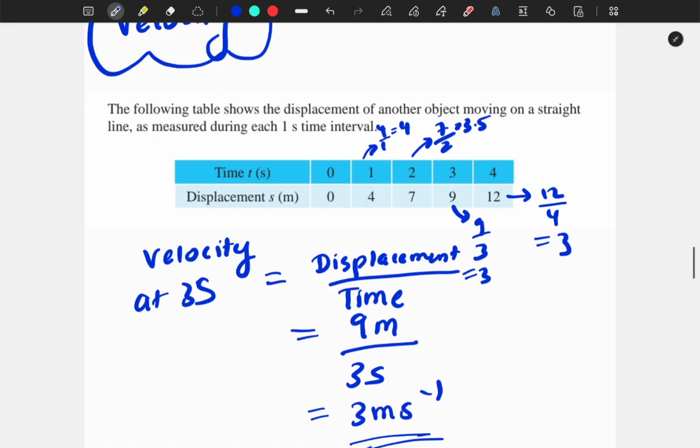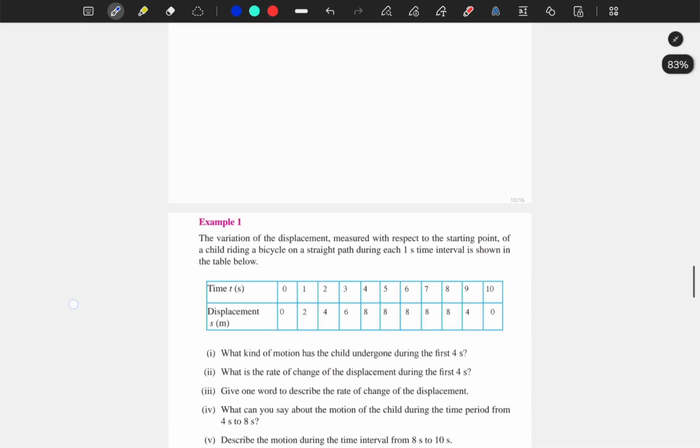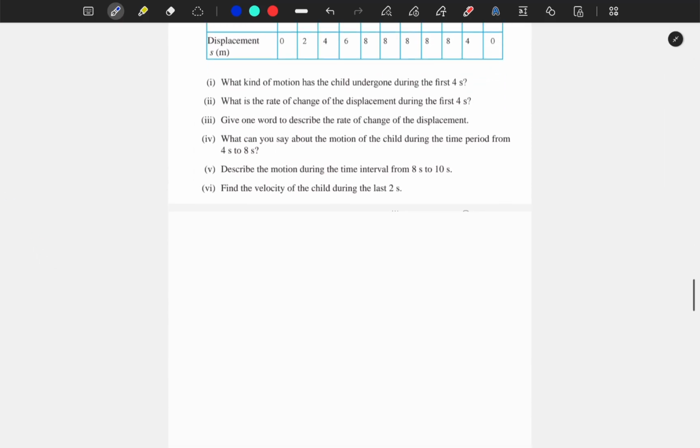So each and every second you can see that the velocity is changing, right? At the first second it becomes 4 and then it becomes 3.5 and 3 and 3, so it's changing. Now according to the previous knowledge you can tell this is which kind of motion: non-uniform velocity motion. Okay, I think you guys got the point too.